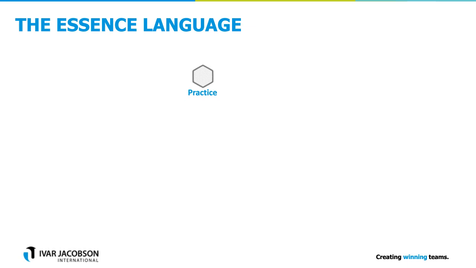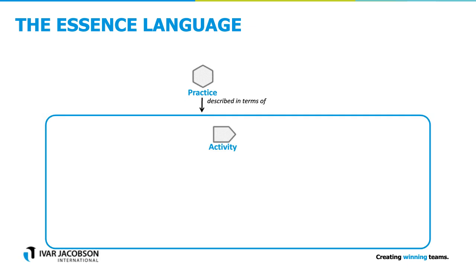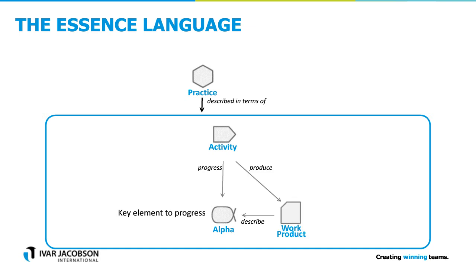We describe a practice with a number of elements. We have activities, things to do. We have two things we work with, namely the alphas and the work products. The activities progress the alphas from state to state. The activities produce work products which describe the alphas.